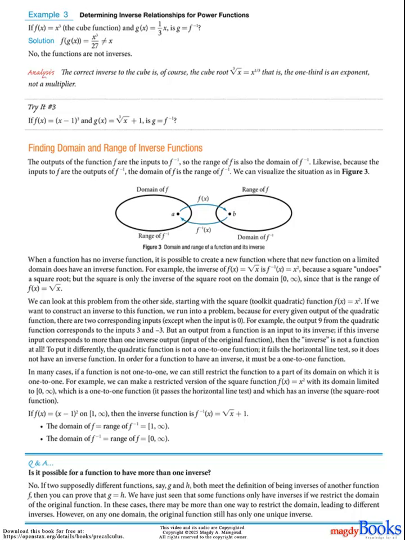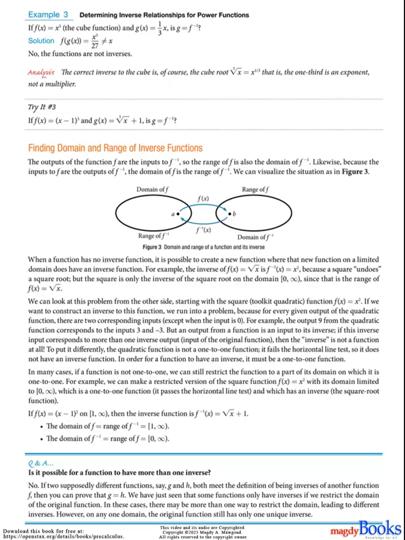We can visualize the situation as in Figure 3. Figure 3: f of x, domain of f, A, range of f, B; f inverse of x, domain of f inverse, B, range of f inverse, A. Domain and range of a function and its inverse. When a function has no inverse function, it is possible to create a new function, on a limited domain, that does have an inverse function. For example, the inverse of f of x equals square root of x is f inverse of x equals x squared.